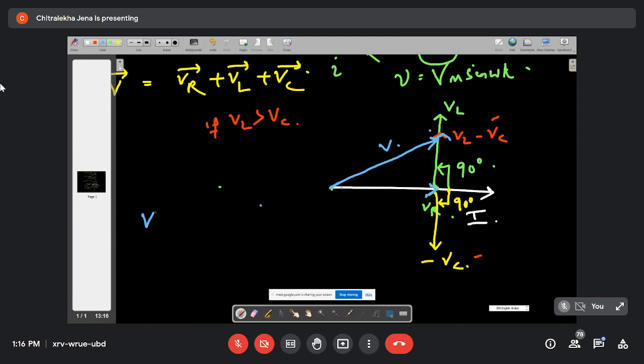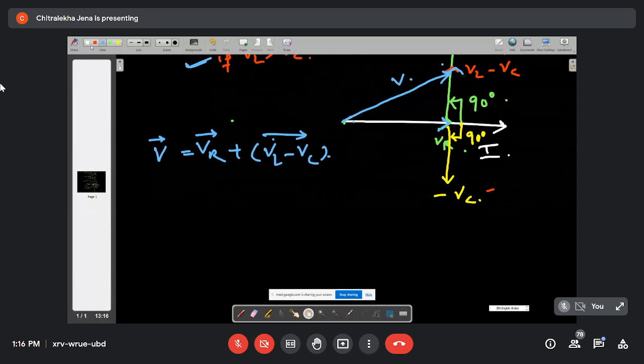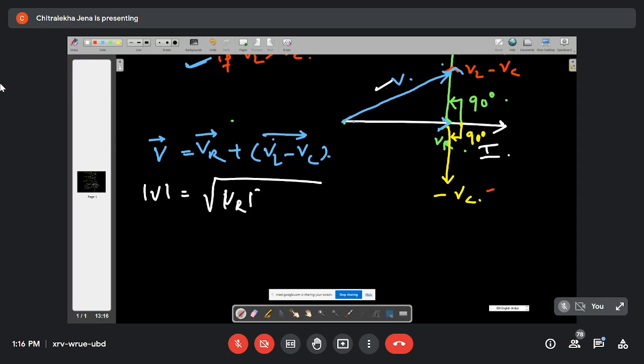So VR plus VL minus VC, I am getting the resultant here as V. Clear to each one of you? So what will be the value of V? V is equal to VR plus VL minus VC, with the condition that VL is higher than VC. So what will be the magnitude of V? Using Pythagoras theorem, magnitude of V is equal to square root of VR square plus (VL minus VC) whole square.